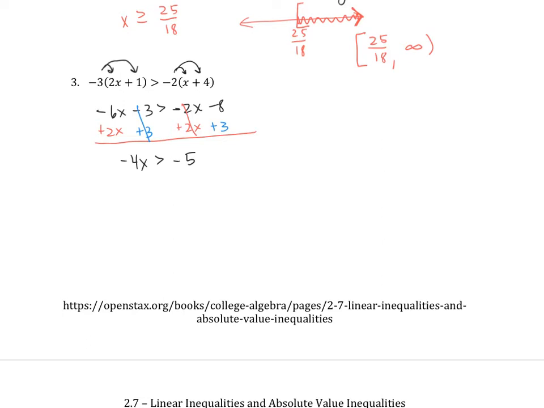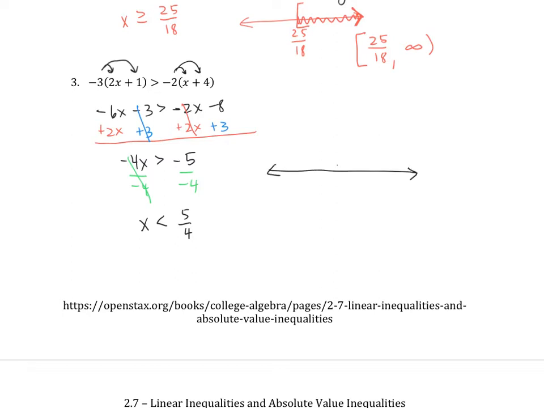We're going to now divide by negative 4. Again, notice we're dividing by a negative. That changes the way these two things relate to one another. So this is now going to become a less than 5/4. All right, so there's the solution.